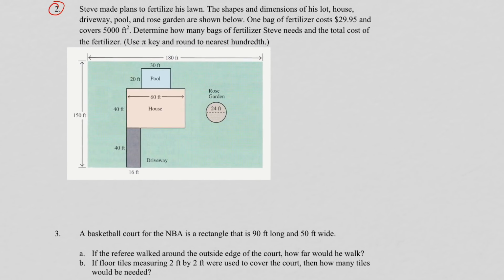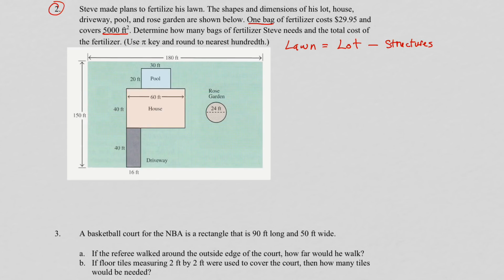Okay, so we have a lawn that needs to be fertilized, and so Steve needs to buy fertilizer, okay? And he goes to the store to see that one bag will cover 5,000 feet. So we need to know how much lawn is there, and basically the lawn is going to be the total lot minus all the structures that are there. Okay, so the lawn is going to be the whole lot, it's a rectangular lot, minus all the structures.